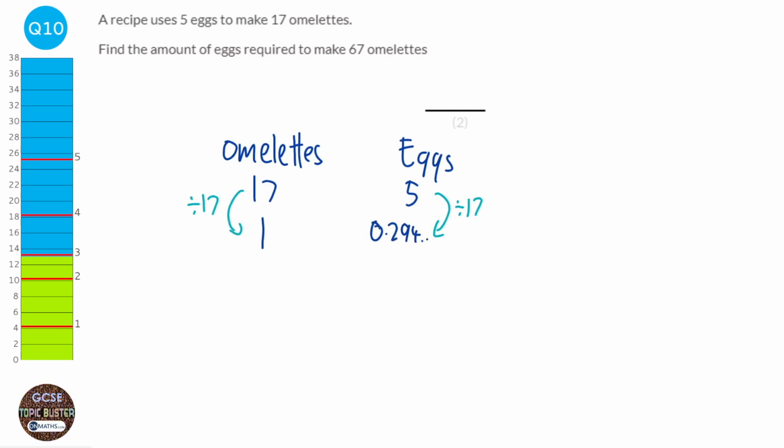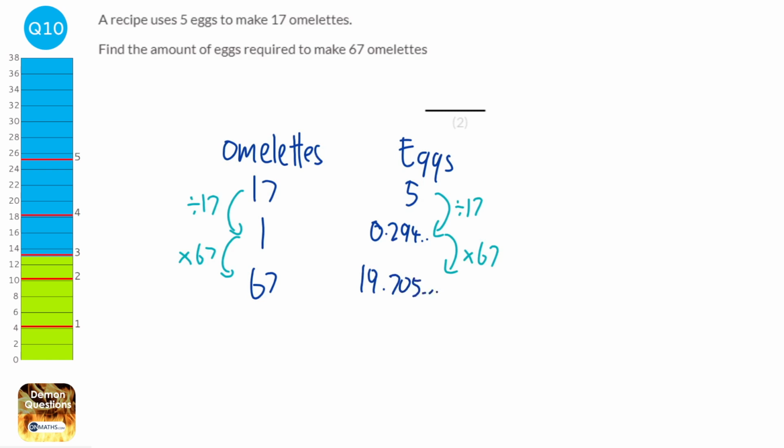Next we want to see how many for 67 omelettes. And to get to 67 from 1, times by 67, so do that to the amount of eggs, and we get 19.705 and so on. Now you can't get 0.705 of an egg. We always round with eggs, and we always round upwards, because if you need 19.7, 19 won't be enough, so we need to pick 20 eggs.